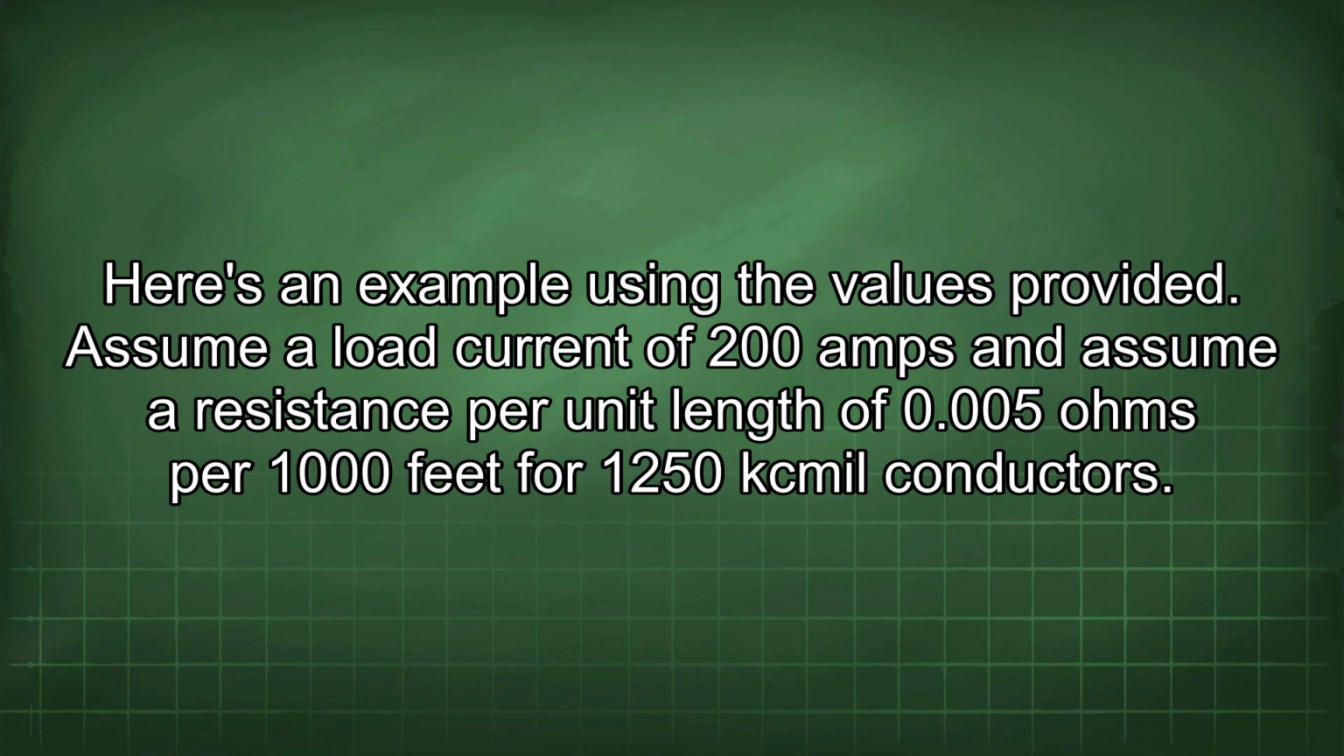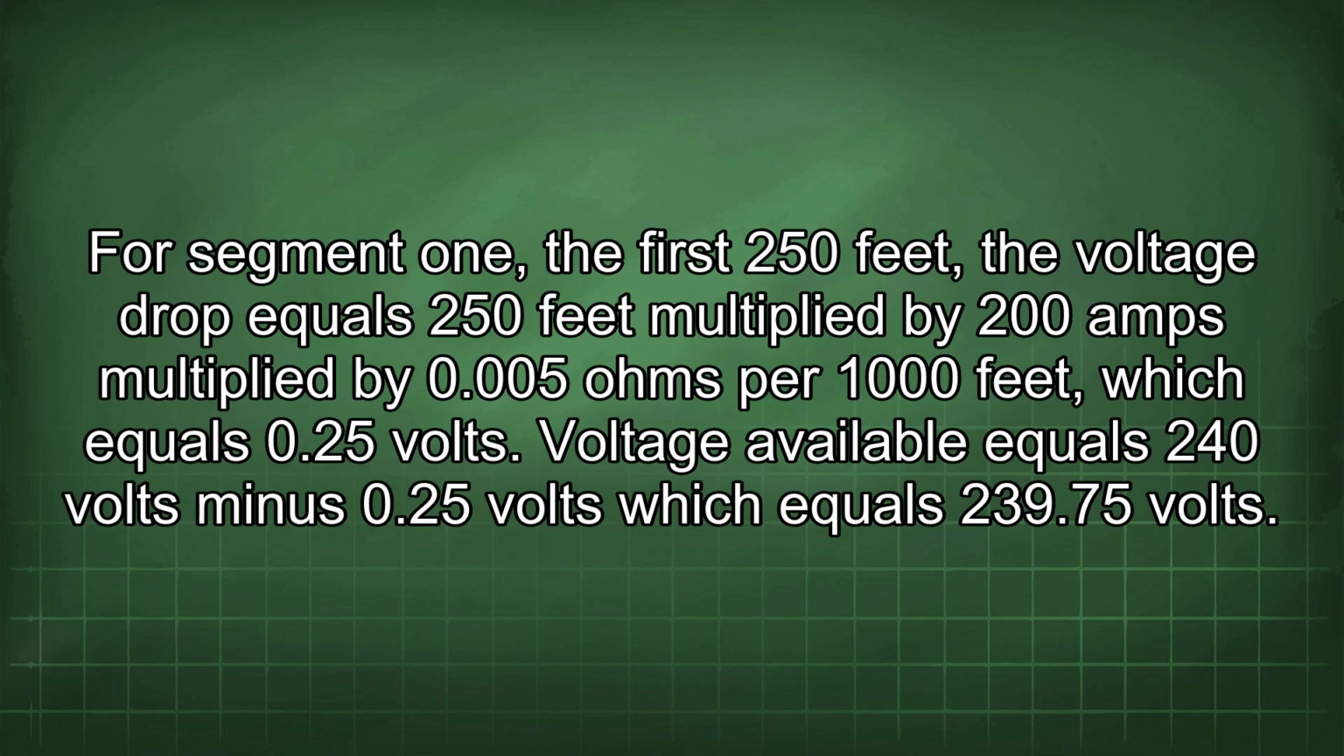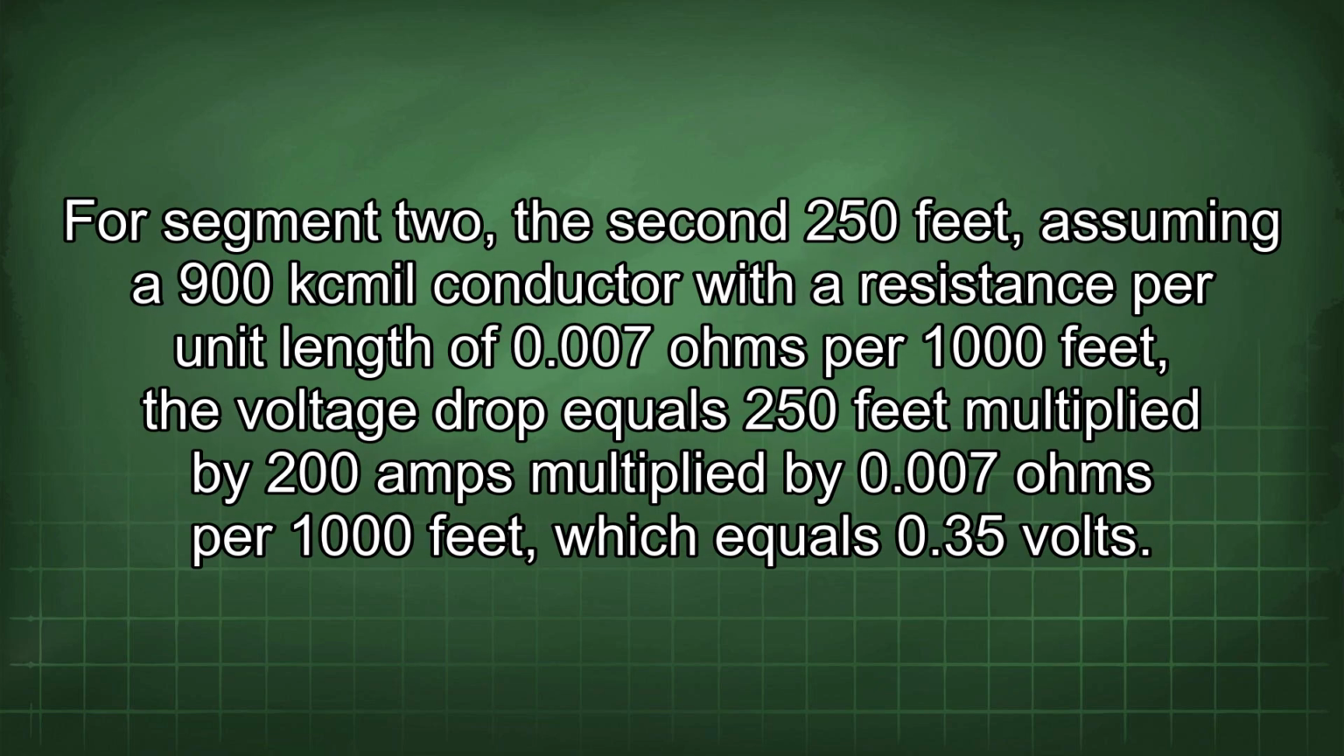Here's an example using the values provided. Assume a load current of 200 amps and assume a resistance per unit length of 0.5 ohms per 1000 feet for 1250 kcmil conductors. For segment 1, the first 250 feet, the voltage drop equals 250 feet multiplied by 200 amps multiplied by 0.5 ohms per 1000 feet, which equals 0.25 volts. Voltage available equals 240 volts minus 0.25 volts, which equals 239.75 volts.